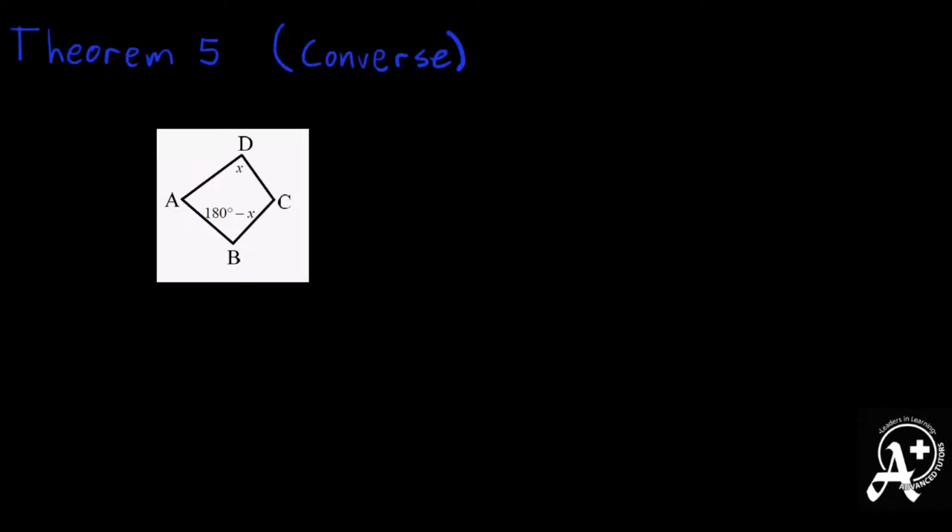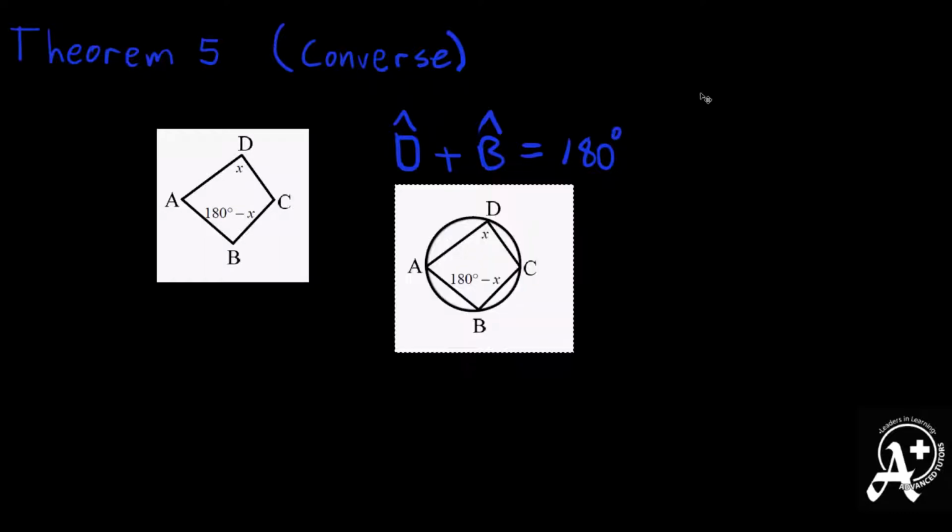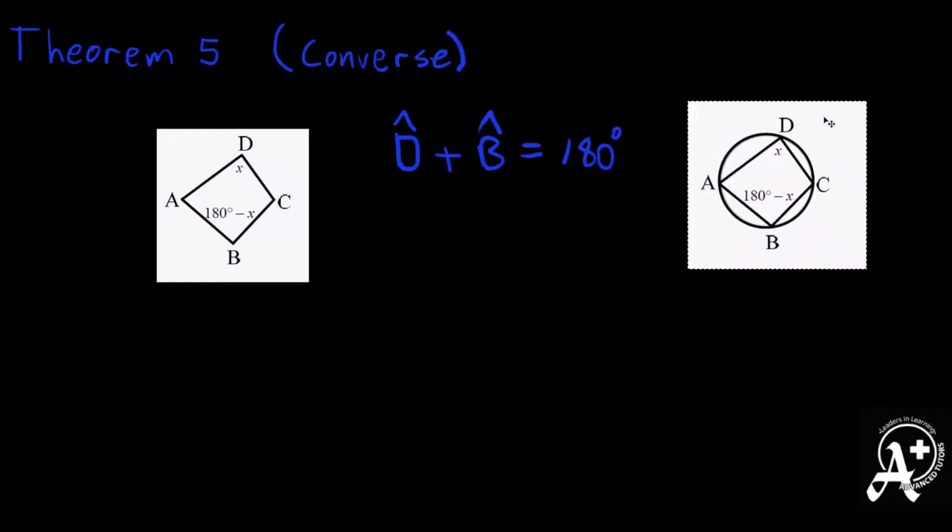The converse of theorem 5 also applies. So if we have that opposite angles of a quadrilateral add up to 180 degrees, then it means it is a cyclic quadrilateral. In this case, if angle D plus angle B, like it shows in the diagram, equals 180 degrees, then we know that it is in fact a cyclic quadrilateral, as we can see here.